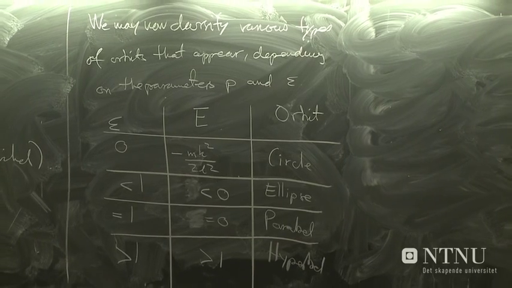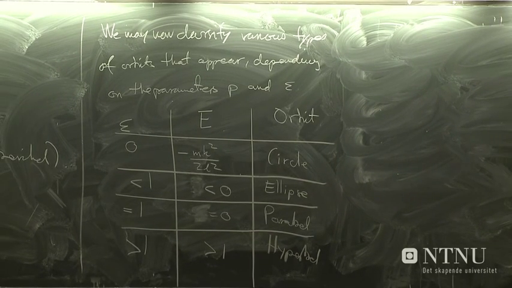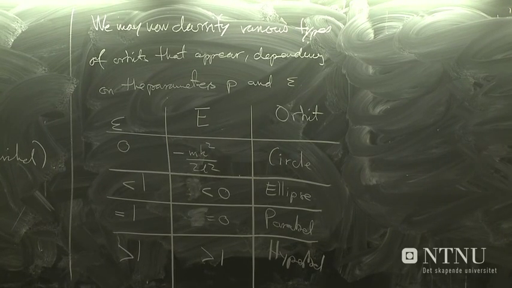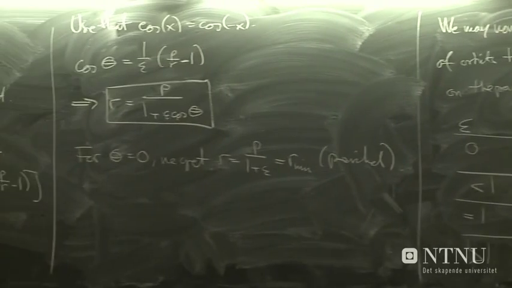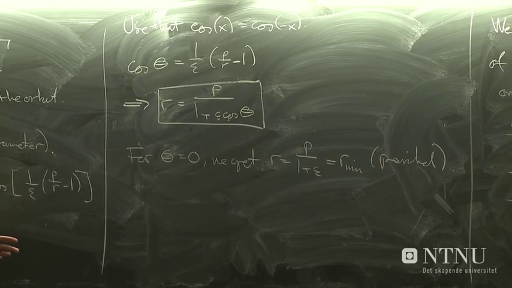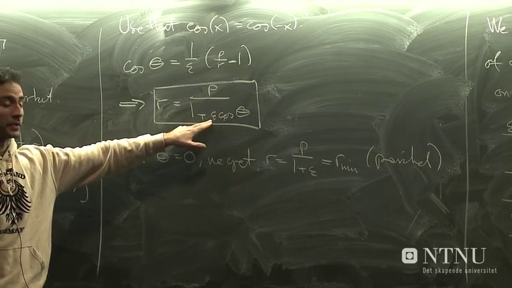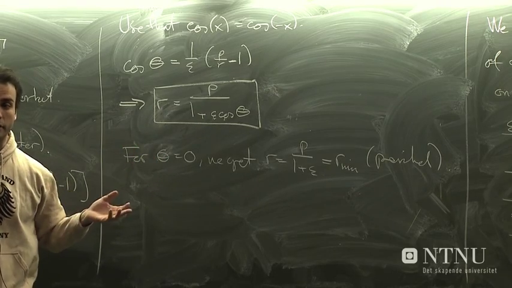Note that in this case, we can also have a diverging radius for some angle theta. As long as epsilon is smaller than 1, this term can never become 0. But if epsilon is equal to or larger than 1, we can have a diverging radius at some point.